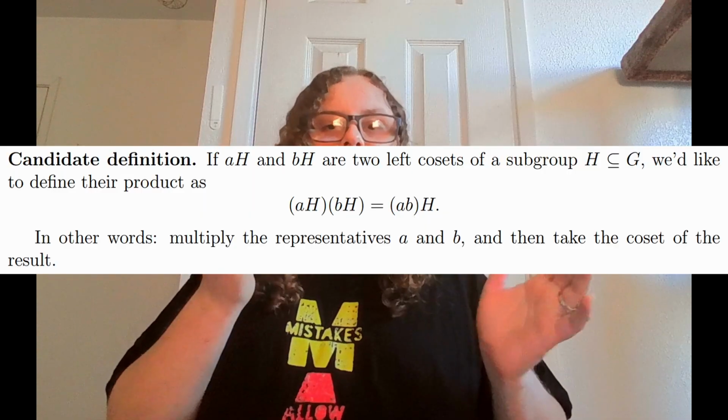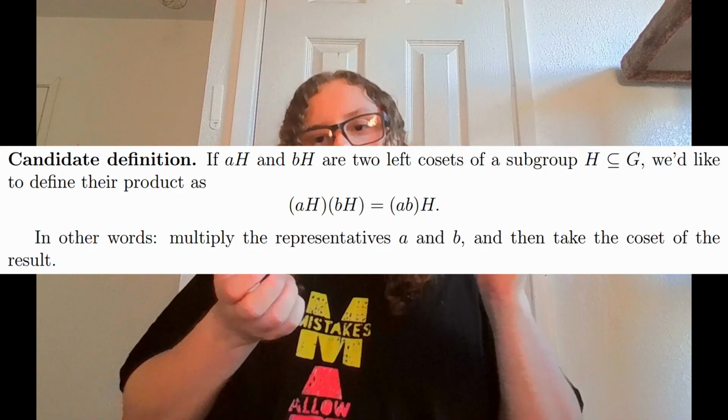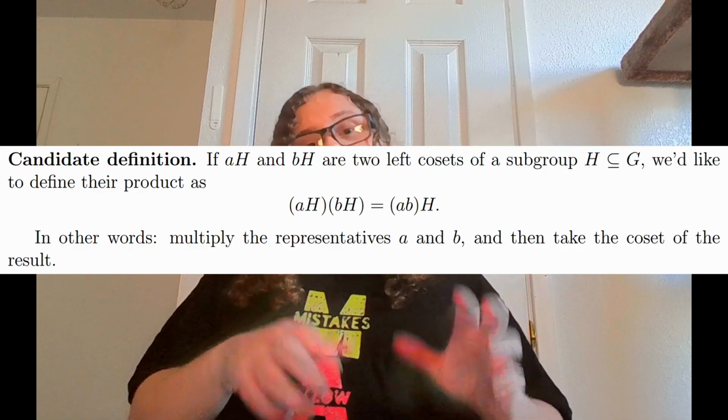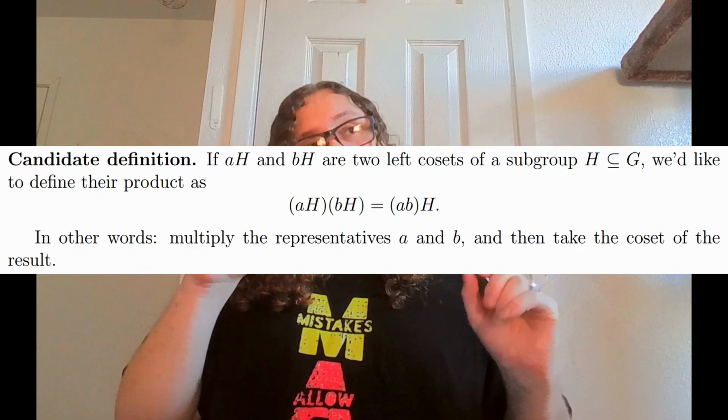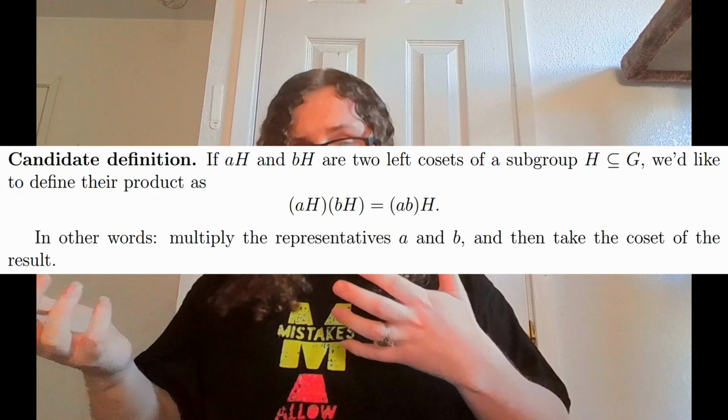So far, cosets have just been slices of the group, partitions that break G into parallel classes. But a group isn't just a set. It comes with an operation. That raises the natural question: can we define an operation on cosets? Here's our candidate definition. If aH and bH are two left cosets of subgroup H, we'd like to define their product as aH times bH equals abH. In other words, multiply the representatives a and b, and then take the coset of the result.